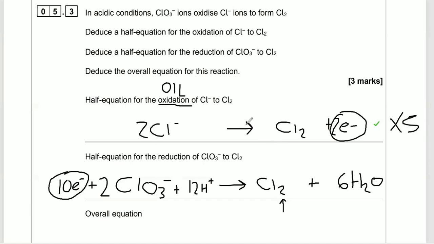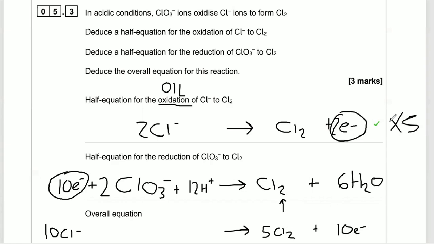So what I'm going to do is go 5 times 2Cl minus. That means I'm going to have 10Cl minus. I'm going to put my little arrow over here. I'm also going to have 5 times Cl2. So we're going to start off with 5 Cl2 because I've had to do 5 times. And I'm going to put 5 times the electrons. So I'm going to put 10 electrons here. We're going to do a bit of cancelling out and addition once we add this down here.